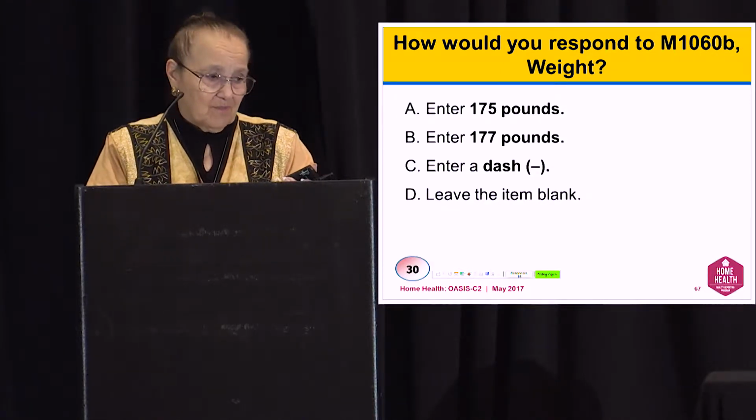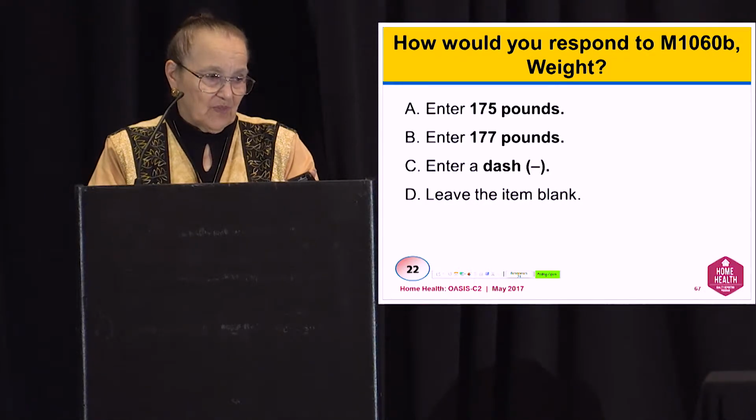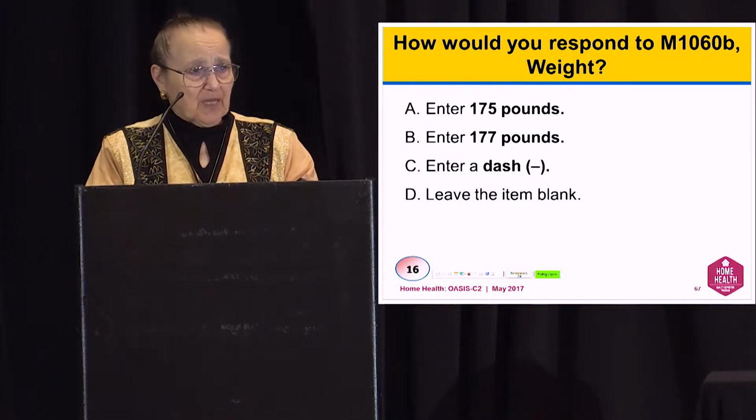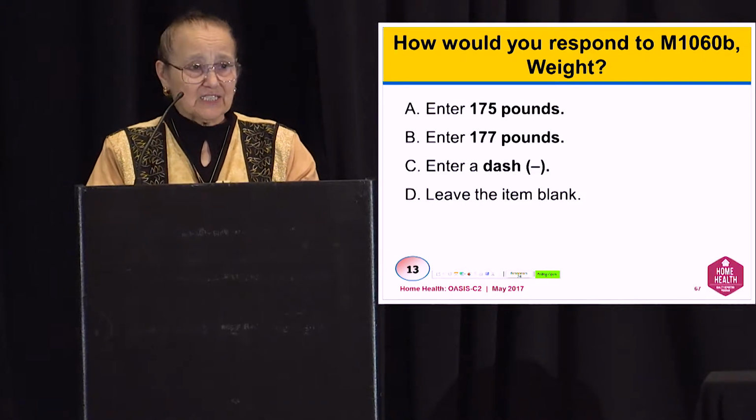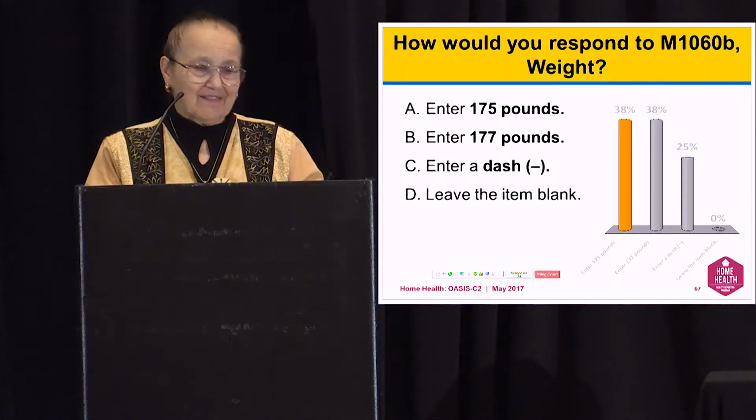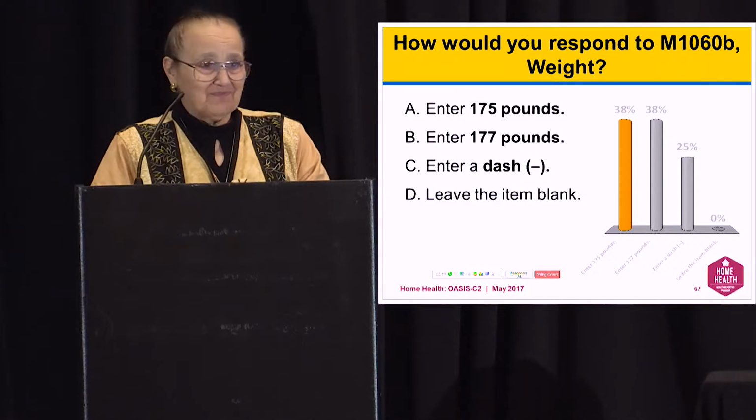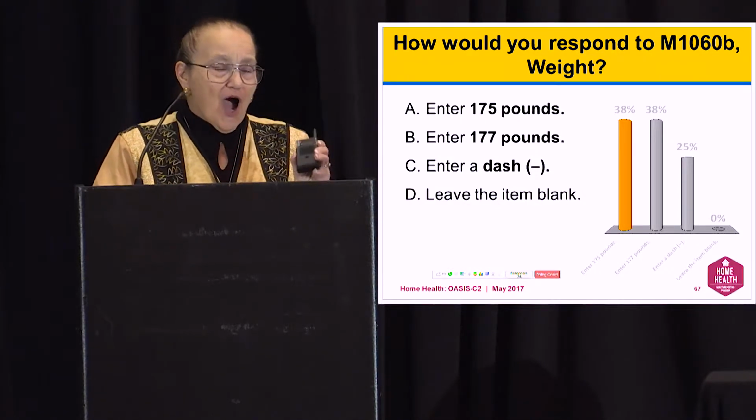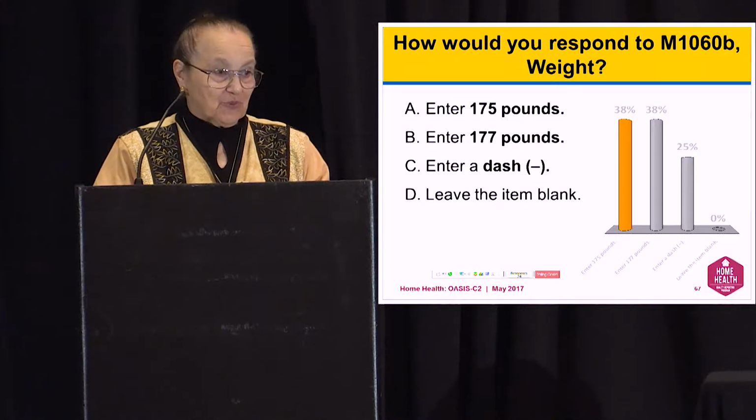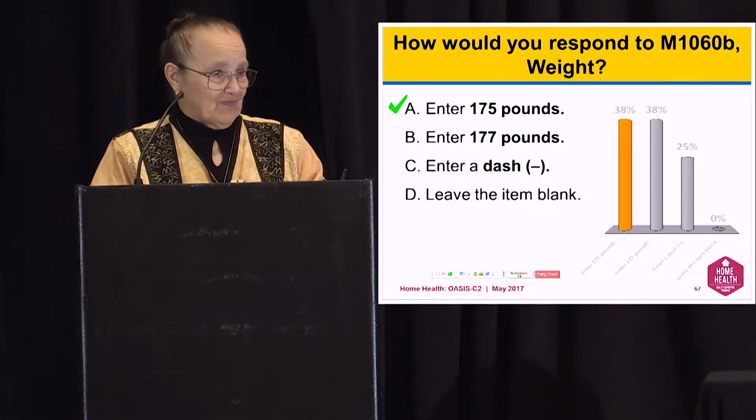Select a number, and we will see how you are interpreting the 30-day window. Is it 175 or 177? Is it a dash or is it blank? I see some conversations going on this time. This one's not so easy, is it? And look at that. Okay, we have a pretty even split here, don't we? Okay, let's talk about what the correct answer actually is. The correct answer is 175.